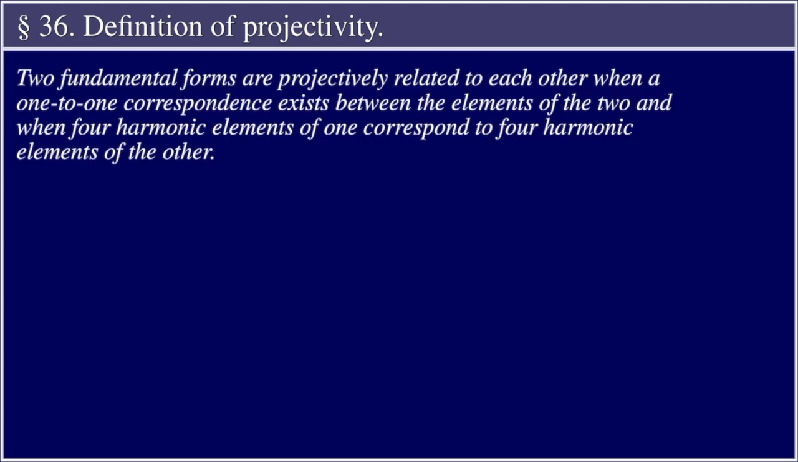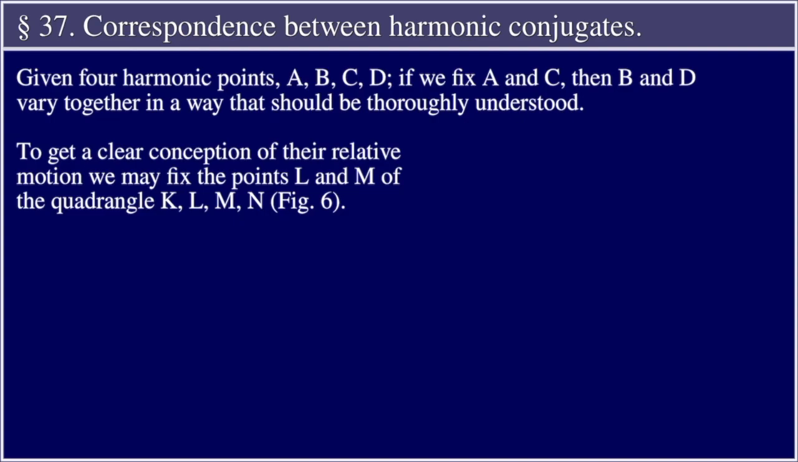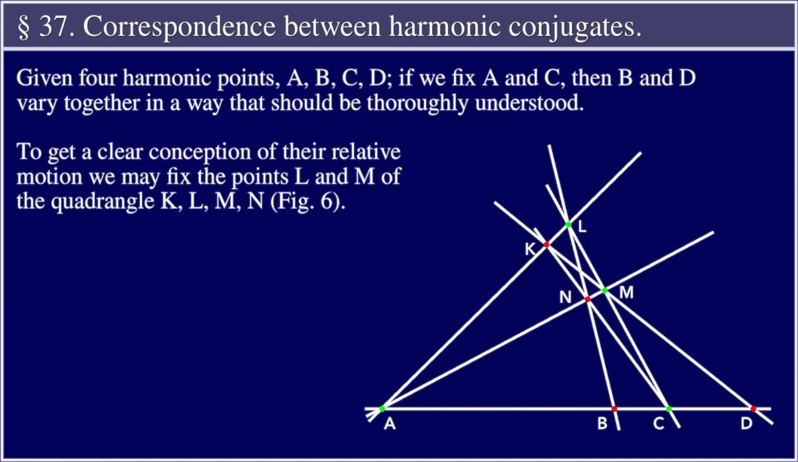Section 37. Correspondence between harmonic conjugates. Given four harmonic points, A, B, C, D, if we fix A and C, then B and D vary together in a way that should be thoroughly understood. To get a clear conception of their relative motion, we may fix the points L and M of the quadrangle K, L, M, N, figure 6.